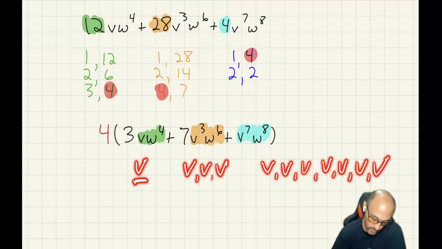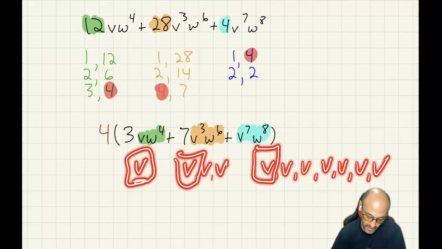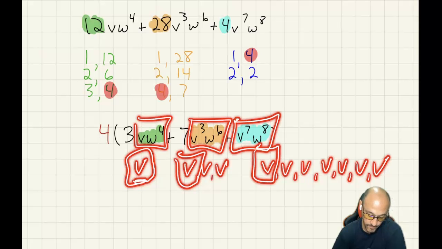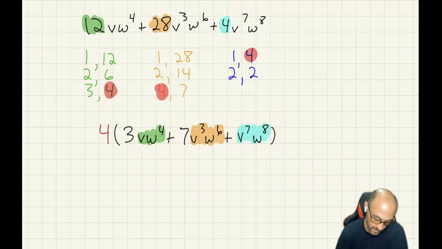And because there's only one here, then I can factor out one v from each of these right here. So I can factor out a v. So now on the outside, I have that 4, and I'm going to underline with pink the v, the v, and the v. So I'm factoring out one v from each of those.